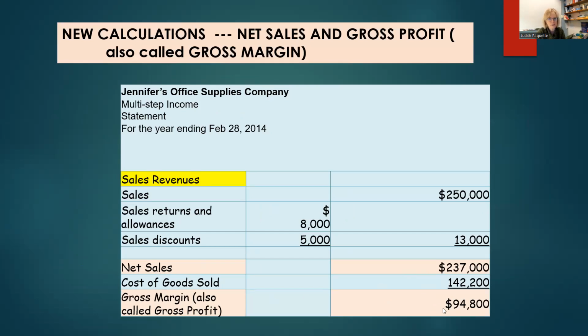The next subtotal, see the pink is the subtotal, is gross margin, also called gross profit. So we are given cost of goods sold. It's just a T account, so we just take that ending balance. In this case, cost of goods sold was 142,200. We subtract it from net sales, and that gives us gross margin.